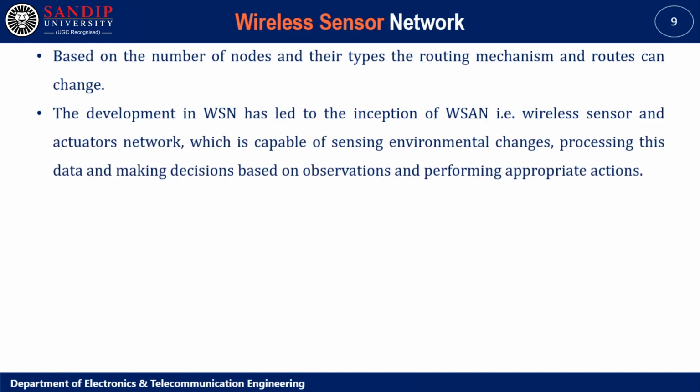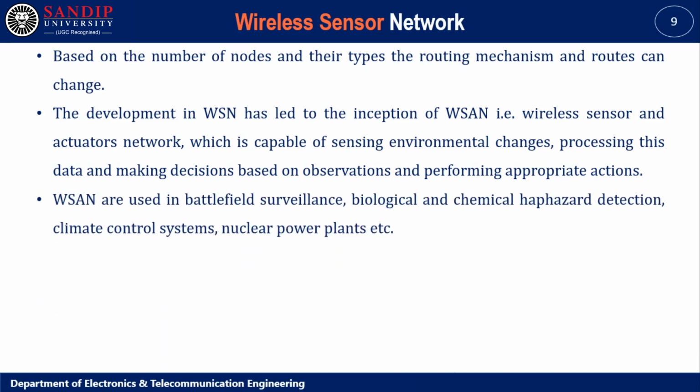The development in WSN has led to the inception of WSAN, that is wireless sensor and actuator network, which is capable of sensing environmental changes, processing this data, making decisions based on observations and performing appropriate actions. WSAN are used in battlefield surveillance, biological and chemical hazard detection, climate control systems, nuclear power plants, etc.